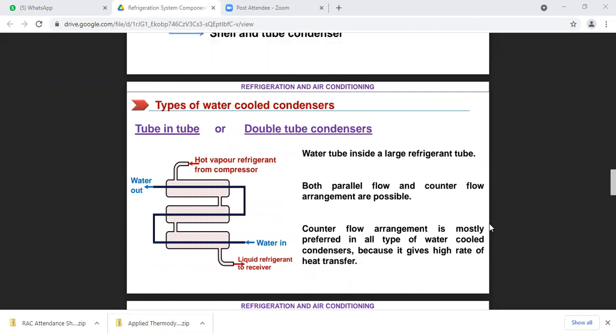It consists of two concentric cylindrical tubes, one inside the other. Water is taken into the inside tube, and the refrigerant vapor is made to flow from the opposite direction in the annular space between the two tubes. Due to the counterflow heat exchanger design, the maximum amount of heat is taken out, and this can be achieved due to the temperature difference between the inlet and the outlet water.